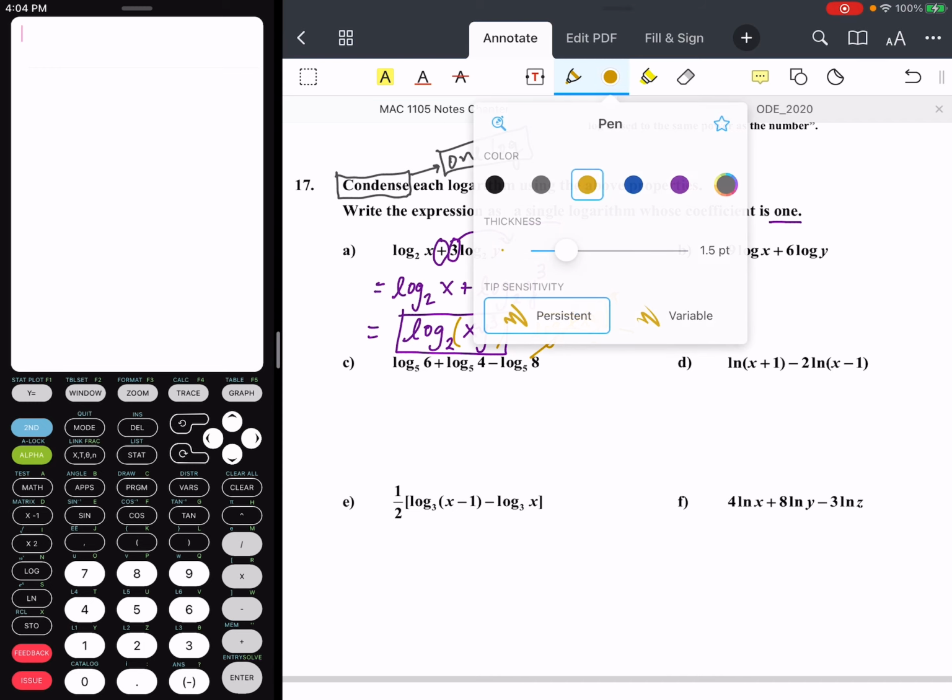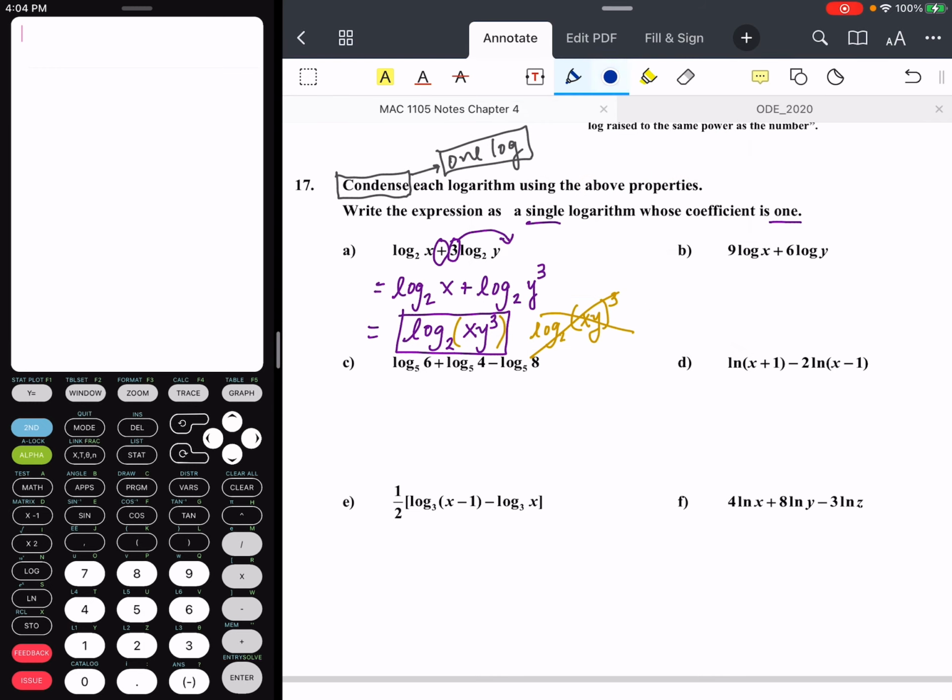All right, so for example B, again, we're going to apply the power rule first. We've got 9 log x plus 6 log y. So I'll pull those guys up using the power rule first. So this becomes log of x to the 9th plus log of y to the 6th. And now we can apply that product rule. Because it's plus, I know it's going to be the product rule. So condense that into 1 log of x to the 9th times y to the 6th.